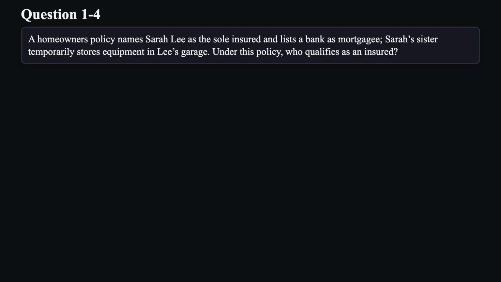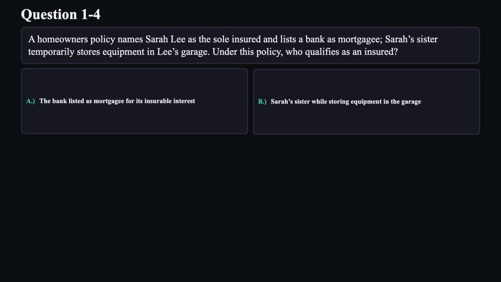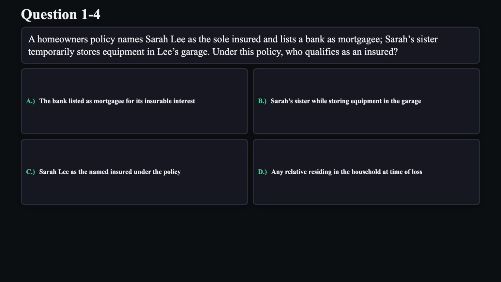Question 4. A homeowner's policy names Sarah Lee as the sole insured and lists a bank as mortgagee. Sarah's sister temporarily stores equipment in Lee's garage. Under this policy, who qualifies as an insured? A. The bank listed as mortgagee for its insurable interest. B. Sarah's sister while storing equipment in the garage. C. Sarah Lee is the named insured under the policy. D. Any relative residing in the household at time of loss.